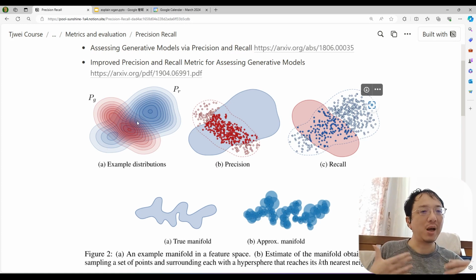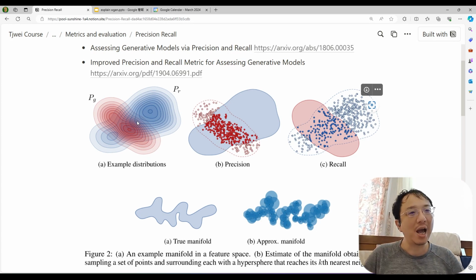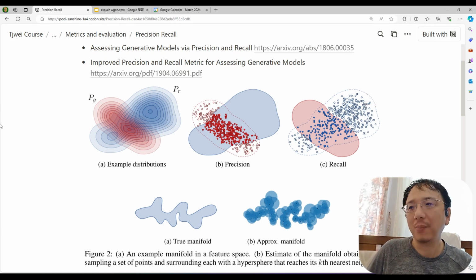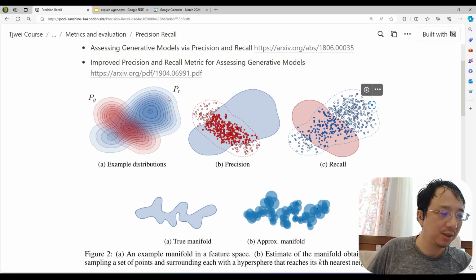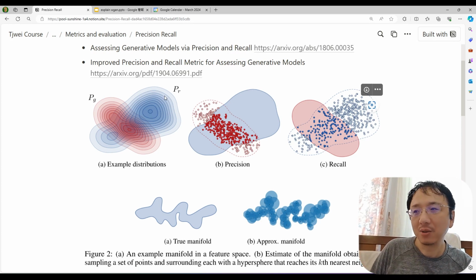So after we have generated some images, we can simply discard any image that is not real enough. So we don't actually have this blue manifold. But just first imagine we have such a manifold. So how do we compute the precision and the recall?